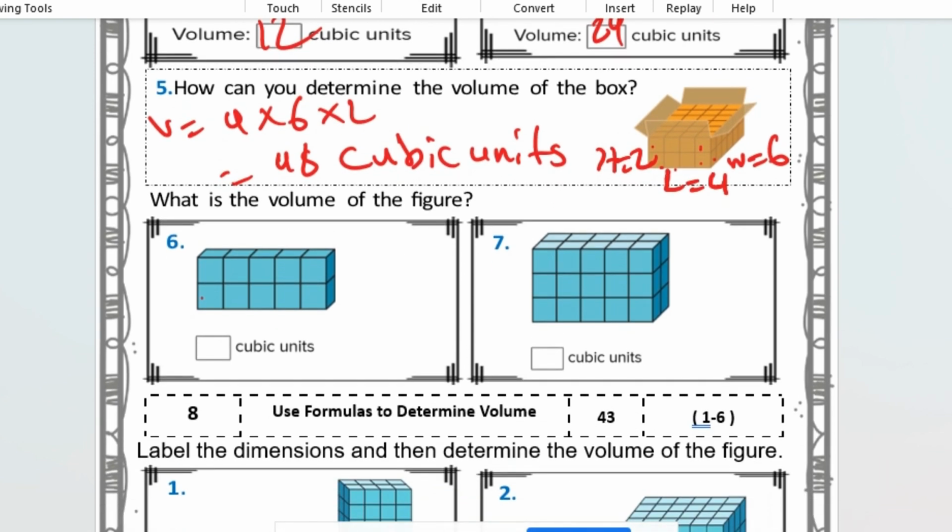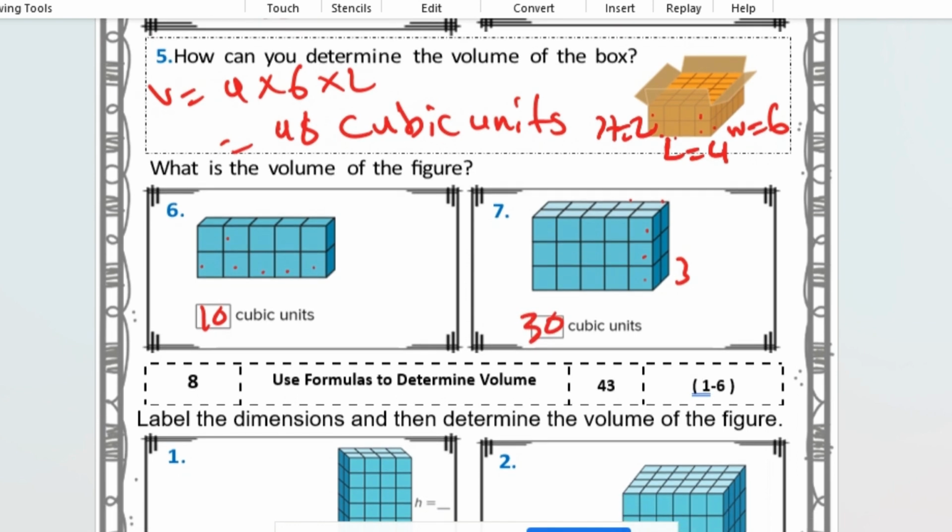Now here, I just counted the number of cubes. Here we have 10 cubes in each layer, and we have 3 layers. 3 times 10 is 30 cubic units.